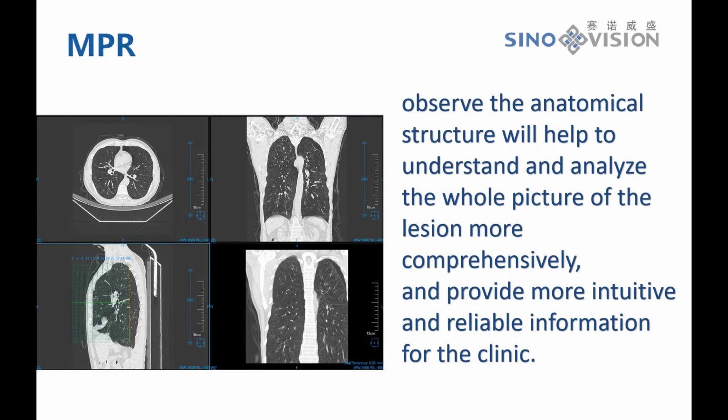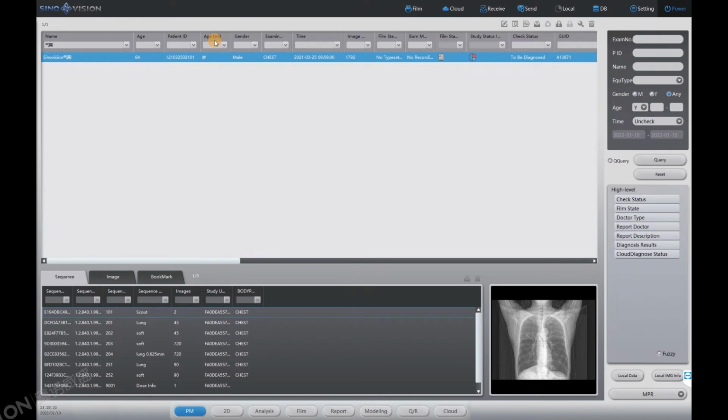The appropriate use of MPA tools to observe the anatomical structure will help to understand and analyze the whole picture of the lesion more comprehensively, and provide more intuitive and reliable information for the clinic. Now let me demonstrate the specific operations below.